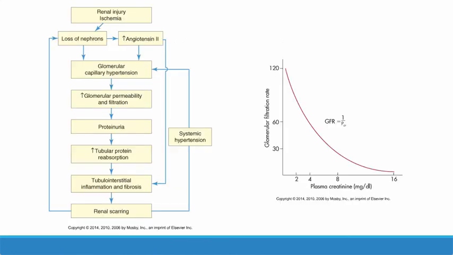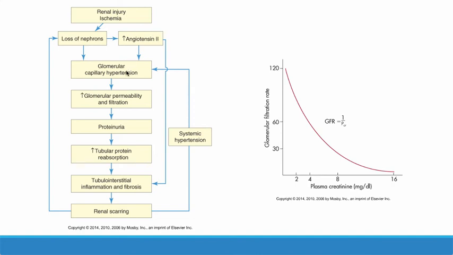Now, how is it that kidney function diminishes with persistent hypertension? Well, this is a little illustration of that. So when we have systemic hypertension, that can cause renal injury and loss of nephrons. And when that happens, we get increased angiotensin II circulation, which, by the way, worsens systemic hypertension. And how does that happen?